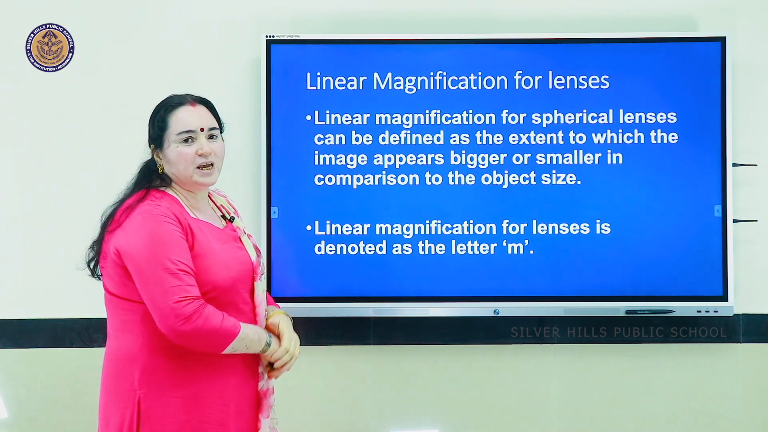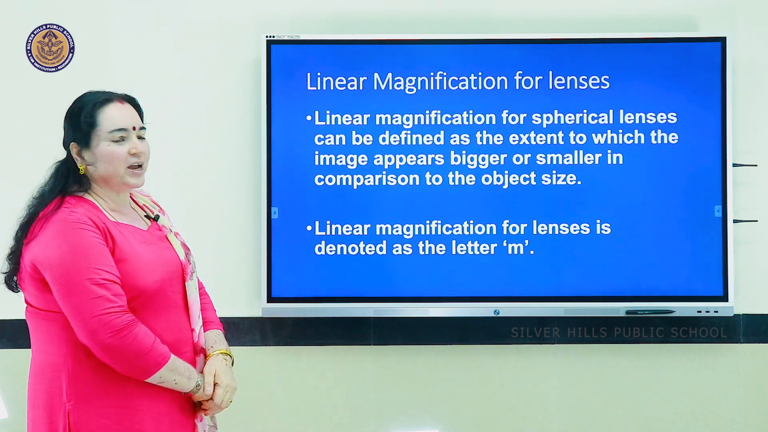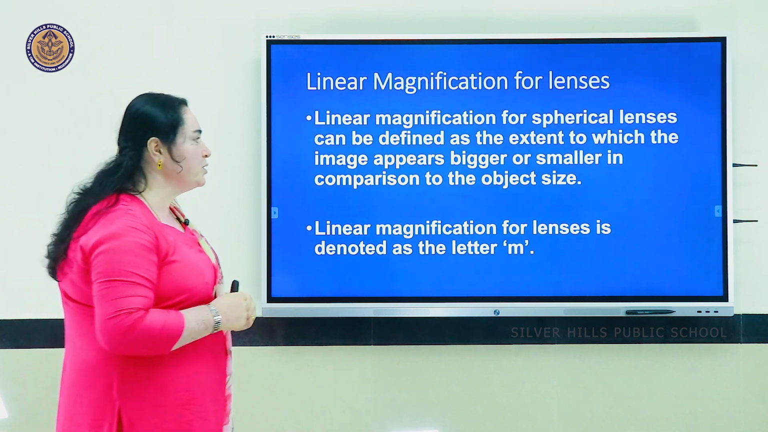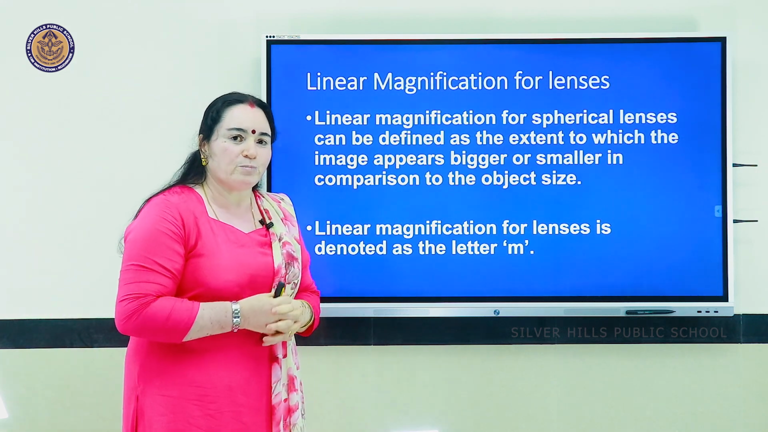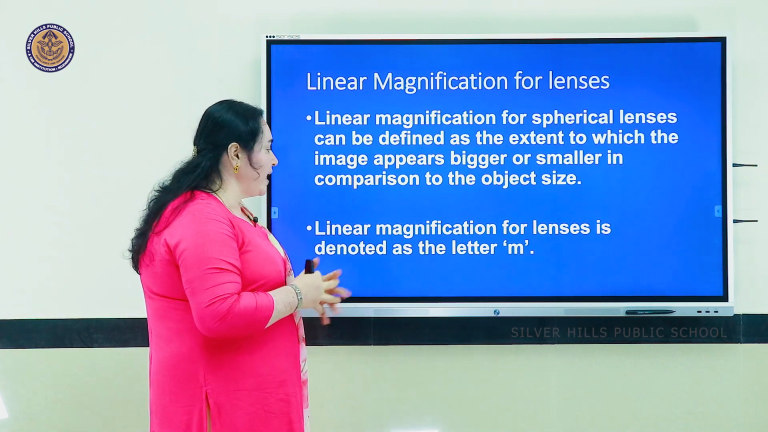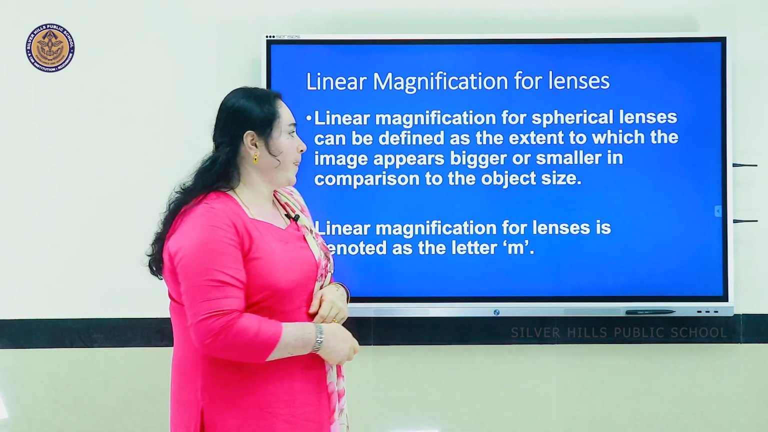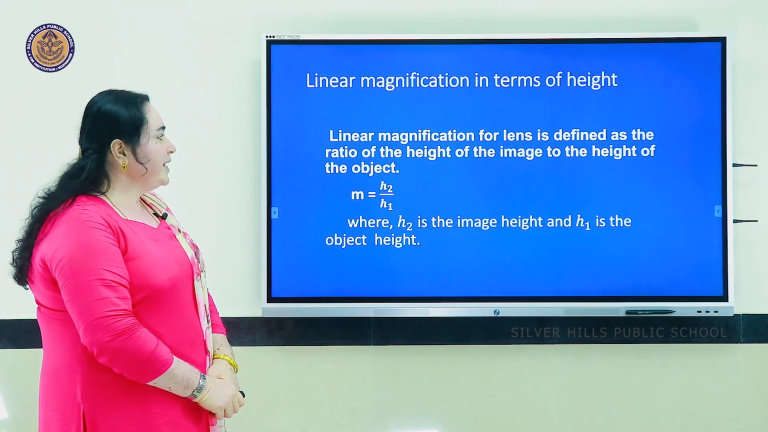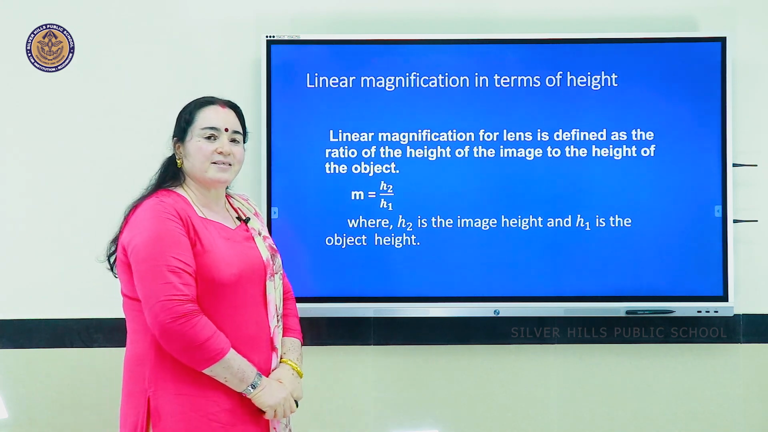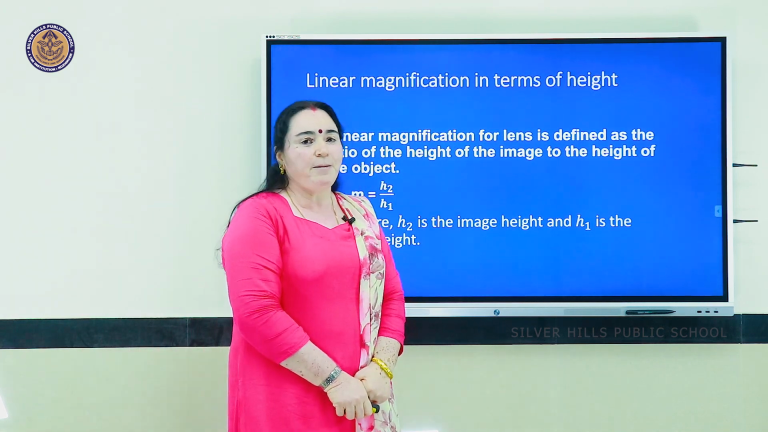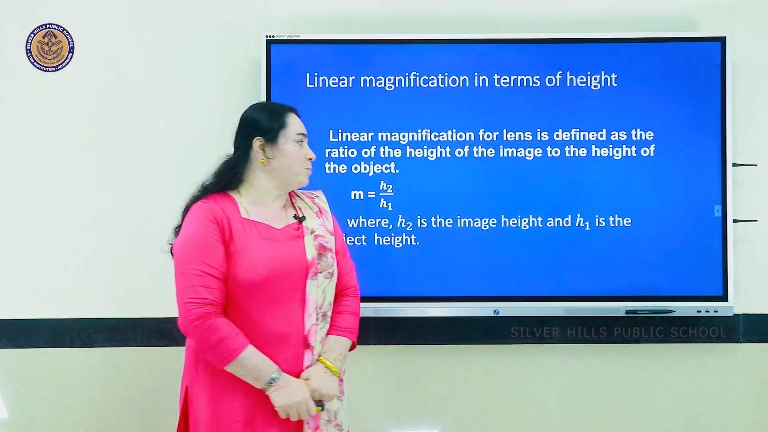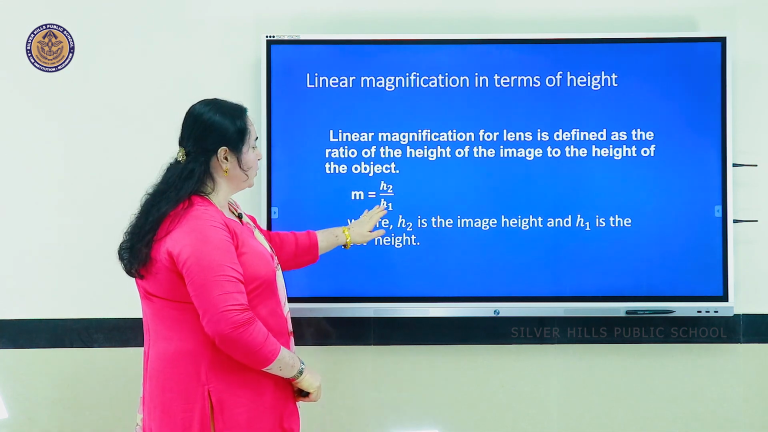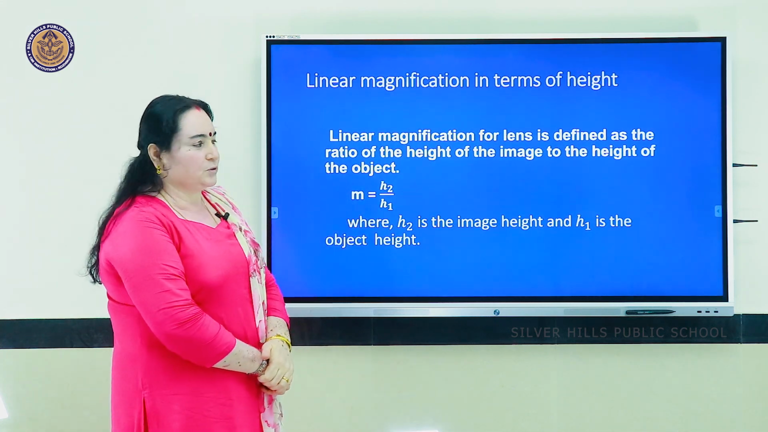So, linear magnification for a spherical lens can be defined as the extent to which the image appears bigger or smaller in comparison to the object. And it is symbolized by the letter M. Linear magnification in terms of height. Linear magnification for a lens is defined as the ratio of the height of the image to the height of the object, where h2 stands for the height of the image and h1 indicates the height of the object.